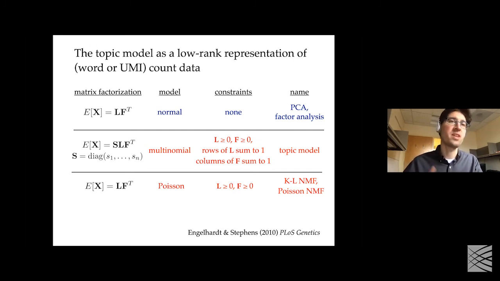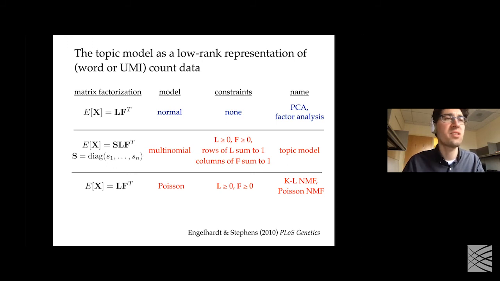Some of those constraints are, for example, that the L's have to be topic proportions. So each row of your L matrix, each row being a cell or document, has to sum to one. And then the columns of the F matrix, these are the word frequencies, or Abhishek described these as being relative expression levels. In the topic model, these have to represent probabilities of sampling these genes or words, so that each column has to sum to one. Okay, so that's another way of thinking about the topic model.